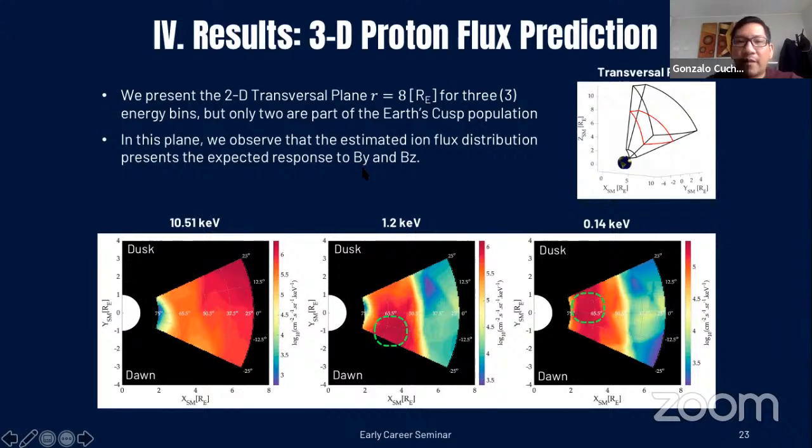Vy is also creating an effect in the position of the cusp, and it's moving the higher energies downward, which is what we can observe here. So these are the kind of physical behavior that we are expecting in the cusp, and we are obtaining these values only using data from Cluster. So that is promising for the future use of these kinds of models.